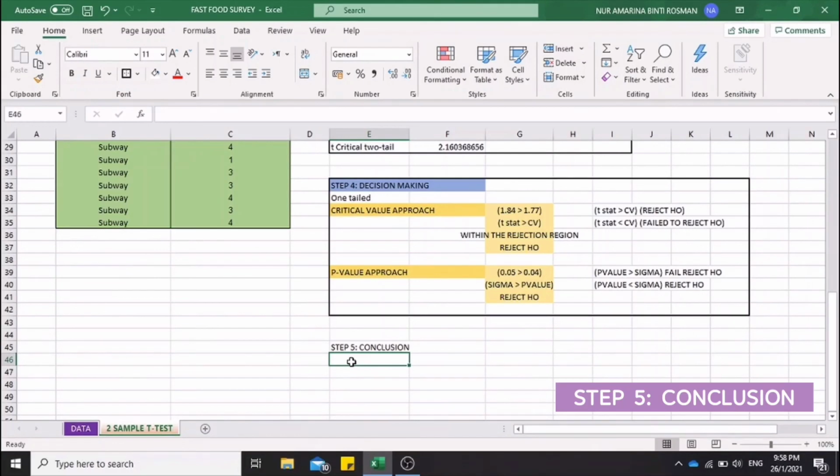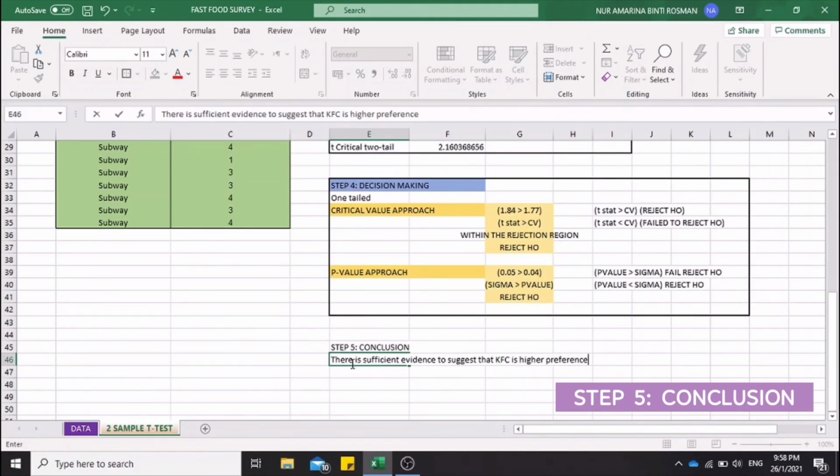The answer is: there is sufficient evidence to suggest that KFC has higher preferences than Subway in the customer service rating.